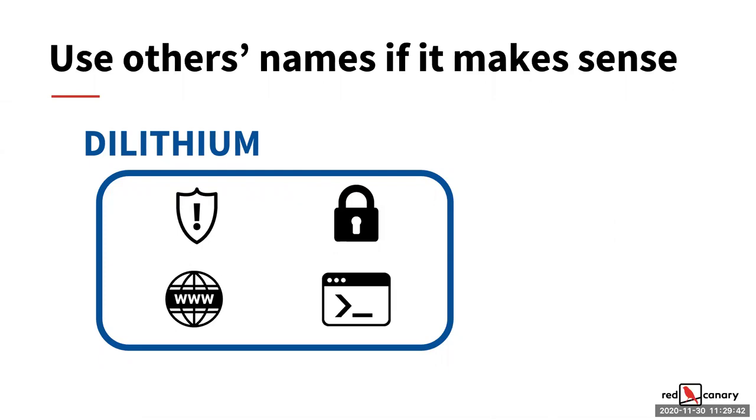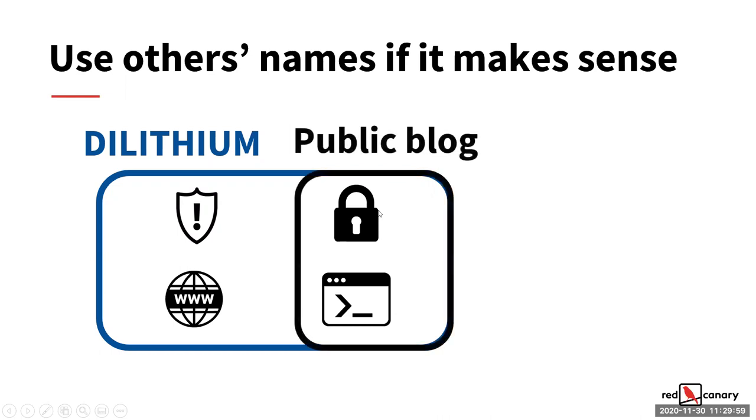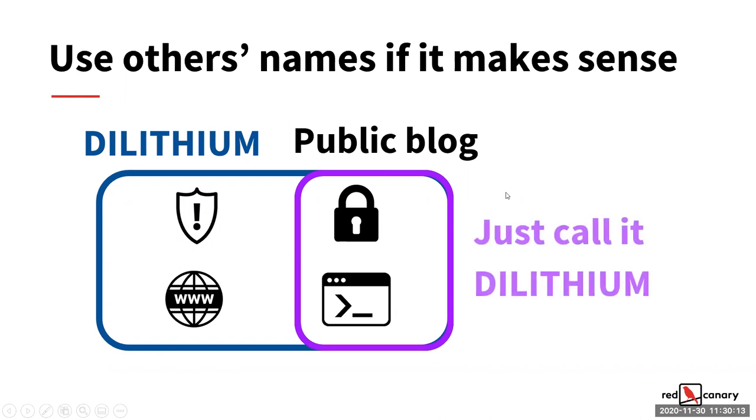First off, if it makes sense to, yes, use other people's names. Just be clear about what you're defining them as. So for example, a company comes out with a public blog post on a group called Dilithium. You look in your organization, right? There are those indicators in a public blog post. You look in your organization and you find that TLS certificate and that exact command line exactly matches what is in that public blog post from Dilithium. Just call the dang thing Dilithium, right?